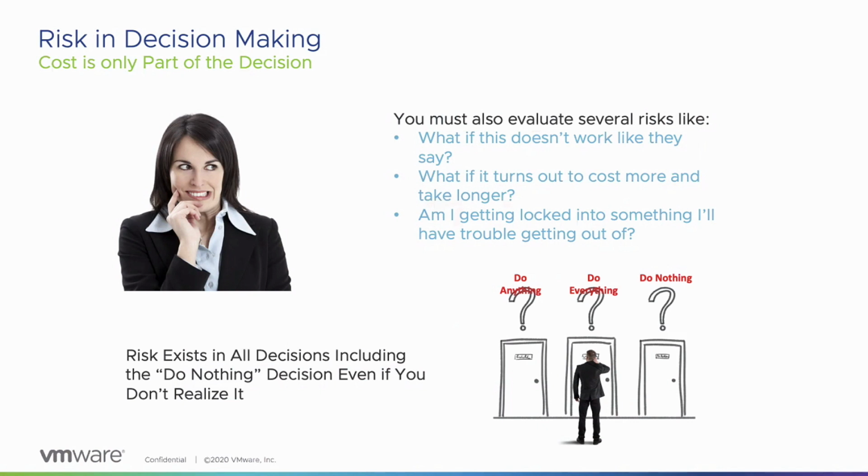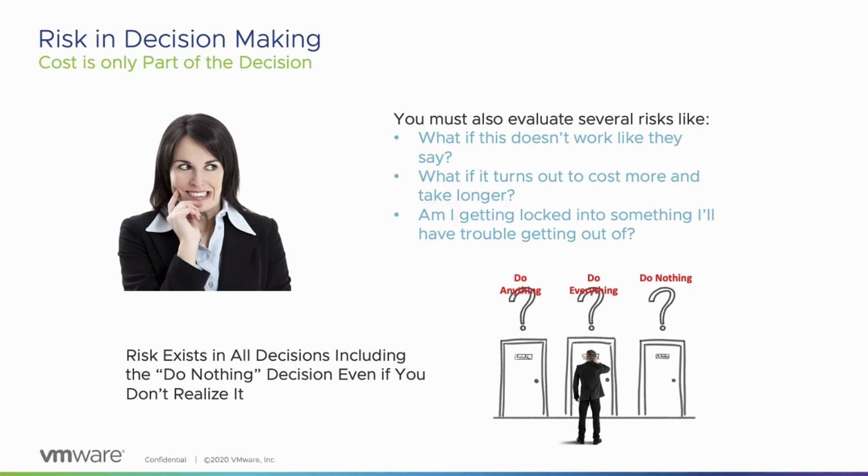And the interesting point is we've got really three kinds of choices. We can do anything, we can do everything, we can do nothing. But the reality is that risk exists in all three of those decisions, even the do nothing scenario. So part of the analysis we want to go through is to look at how we help you fill in the blanks. Because with more information, we can answer some of these questions. With more information, we have more confidence in that decision.